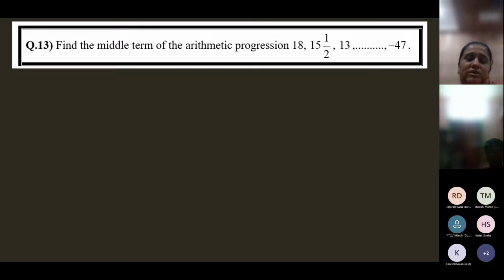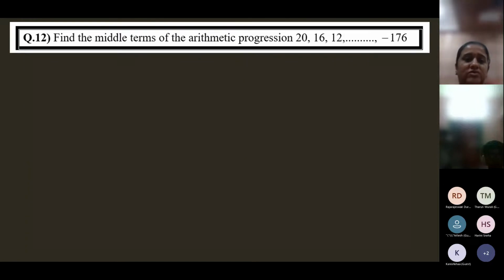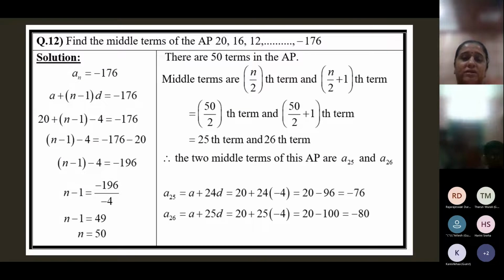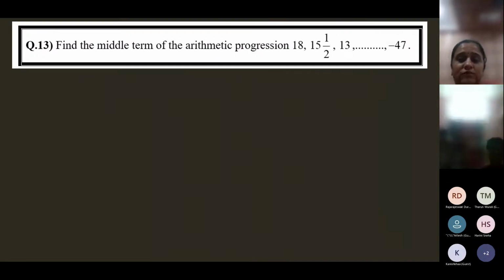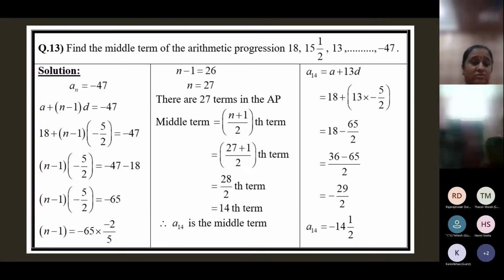So again, a similar question. Find the middle term of the AP. Here it was find the middle terms of the AP, so we had two terms in the middle. Here it is find the middle term of the AP. So anyways, you'll have to go to minus 47 and check the position of minus 47. Working is very crucial here.